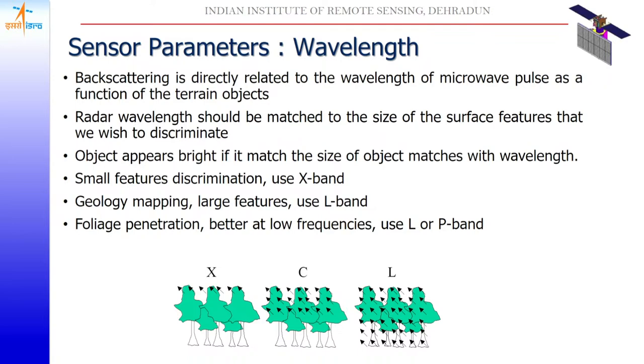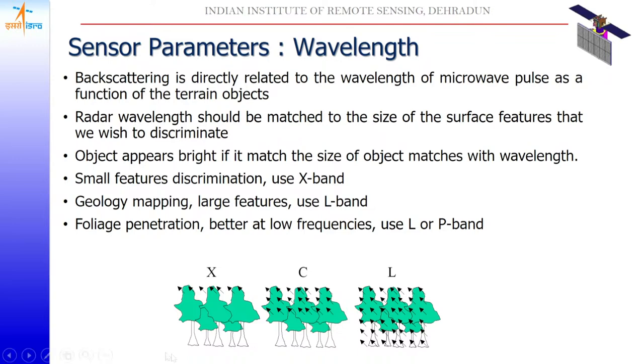An object appears bright if the size of the object matches the wavelength. So if we are doing small object discrimination, we have to choose the smaller wavelength, and X band is the smaller wavelength, then C and then L. If we have to go for small feature discrimination, we use the X band. For large feature geological mapping, we can use the L band. Also, one important property of the wavelength is the penetration capability: the larger the wavelength, the more penetration will happen.